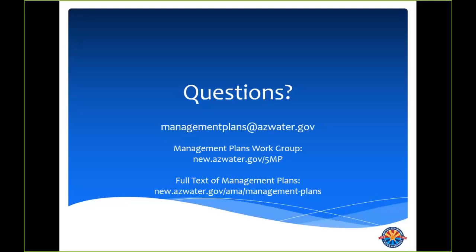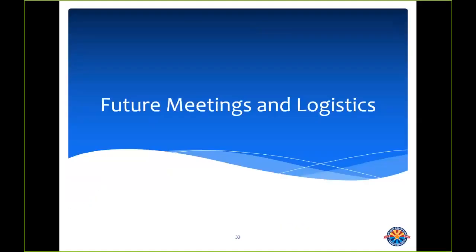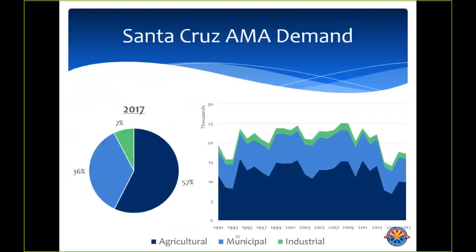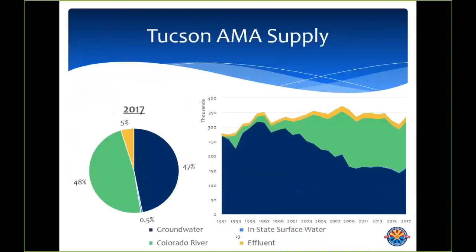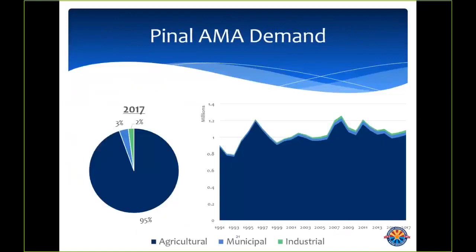Your graphs for the Pinal AMA, did they include the Gila River Indian water use? So the Pinal AMA includes estimates. You're talking about that one? Right. That does include estimates for agriculture on tribal lands. Yes. Okay. Thank you.